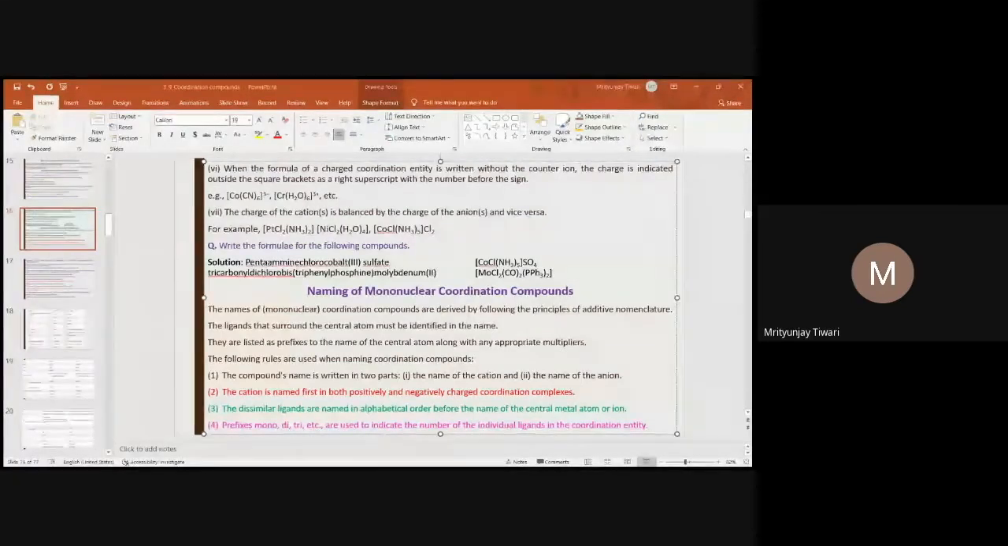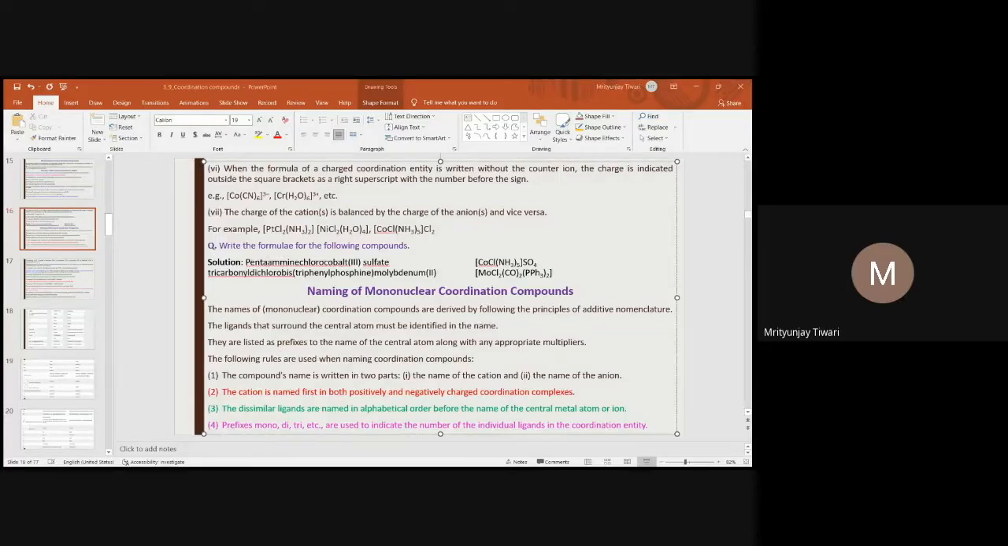So even if the plus two oxidation state of this platinum is neutralized by two chlorine atoms, it will have a net plus two charge to balance the net two negative charge on this anionic coordination entity. So this is the anionic coordination entity, this is the cationic coordination entity, and in this compound the charge on the cationic coordination entity must be equal to the charge of the anionic coordination entity.